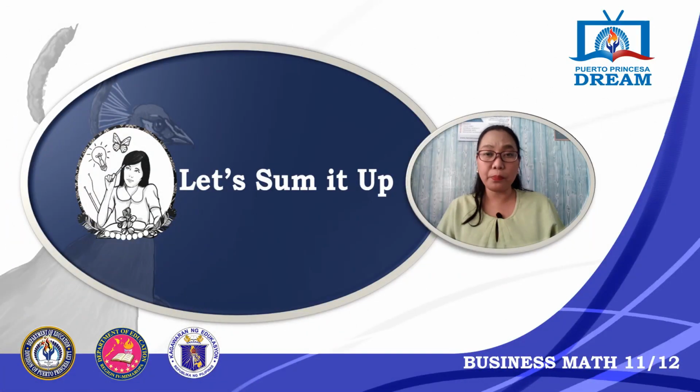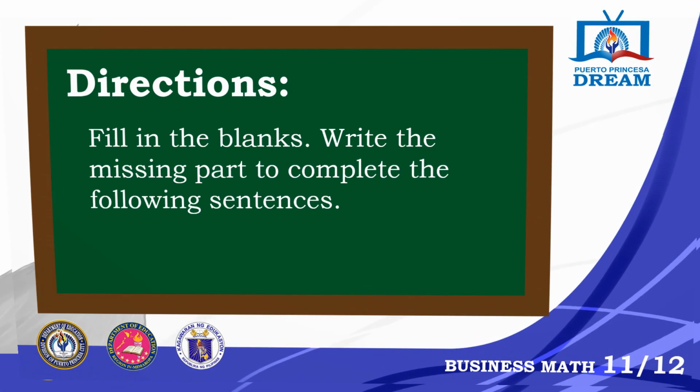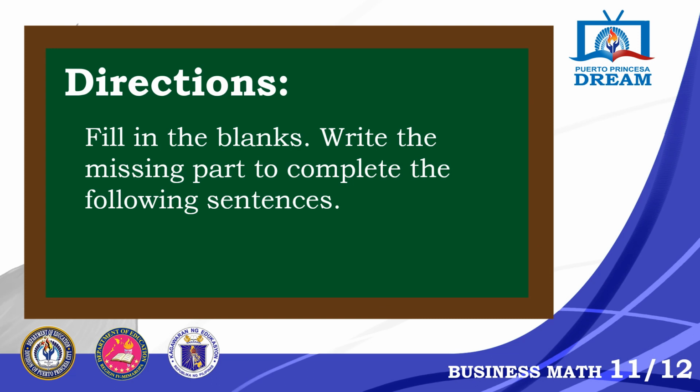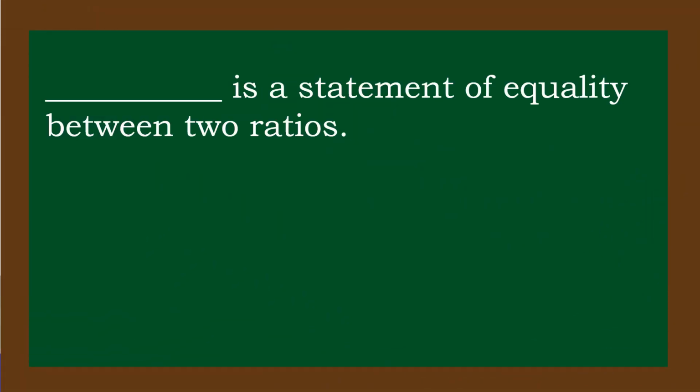Because we are done explaining and applying all the information we learned from our topic, let's summarize our lesson by answering another activity. Fill in the blanks. Write the missing part to complete the following sentences. Blank is a statement of equality between 2 ratios.